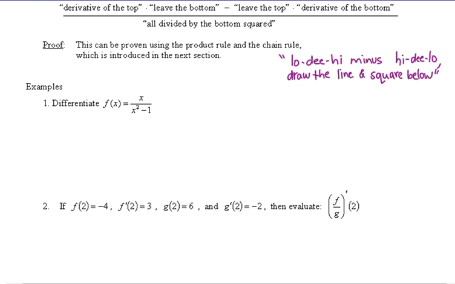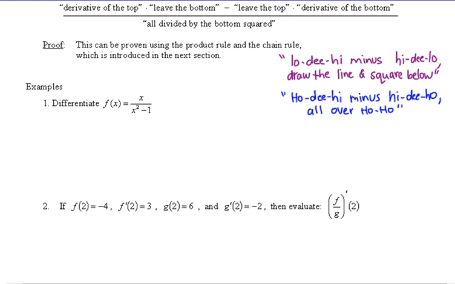Another saying: ho d high minus high d ho. It's really the same thing. Instead of using low, they're using ho, because then you get to say, high d ho, and then all over ho ho. Or you could do draw the line and square below.